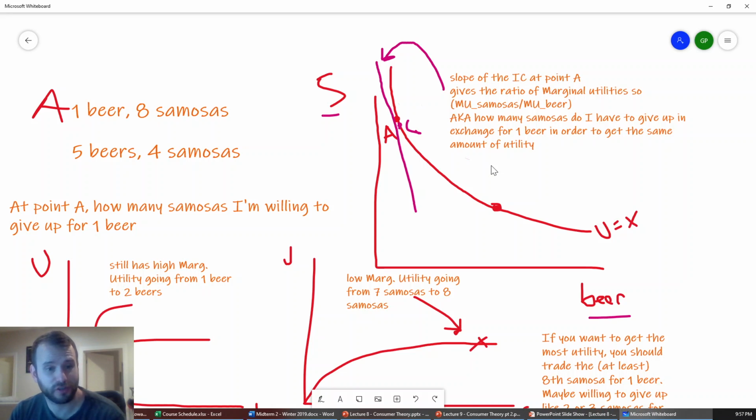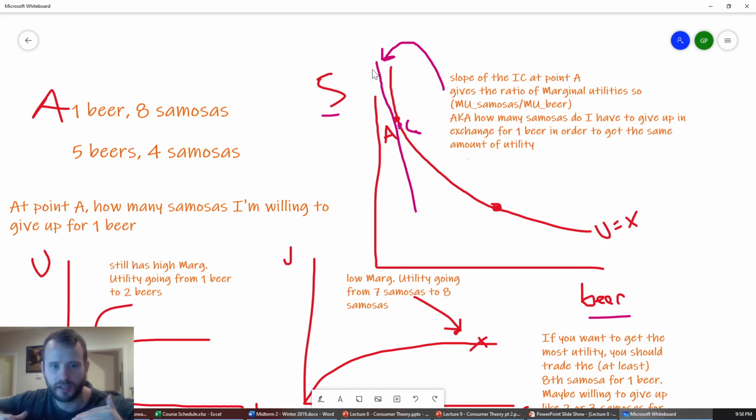The way to think about it is your indifference curve has one level of utility across the whole curve. To move along the indifference curve, you have to trade some utility from samosas for some utility from beers, and you basically want to consume at a point where the marginal utility from samosas that you're giving up is equal to the marginal utility from beers that you're gaining.